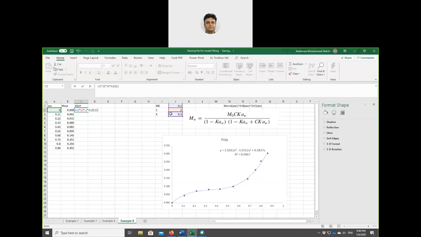1 minus K, this is K, multiply by AW again, AW, bracket close, multiply by again open bracket 1 minus K, multiply by AW again, AW, plus C, this is C, multiply by K, multiply by AW again, AW, this bracket close, and the whole denominator should be closed, and this is the first one.